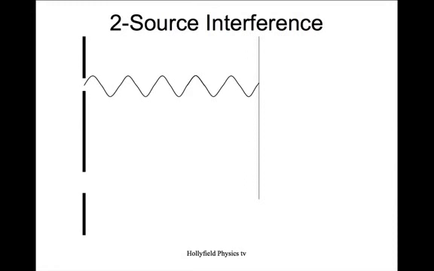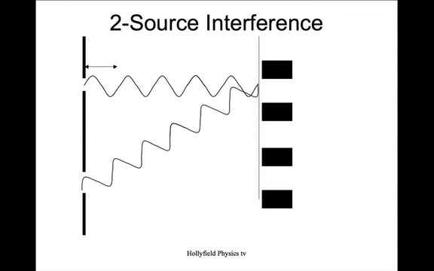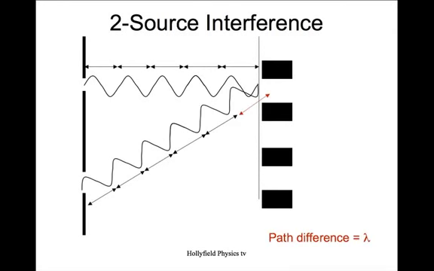Another way of looking at this is to figure out exactly how many waves we have. So for that first bright fringe, the top wave has got 1, 2, 3, 4, 5 wavelengths. But the bottom wave has got 5 plus 1. So the path difference between the waves from each slit is one wavelength. Now this is the requirement for constructive interference, a whole number of wavelengths in the path difference.